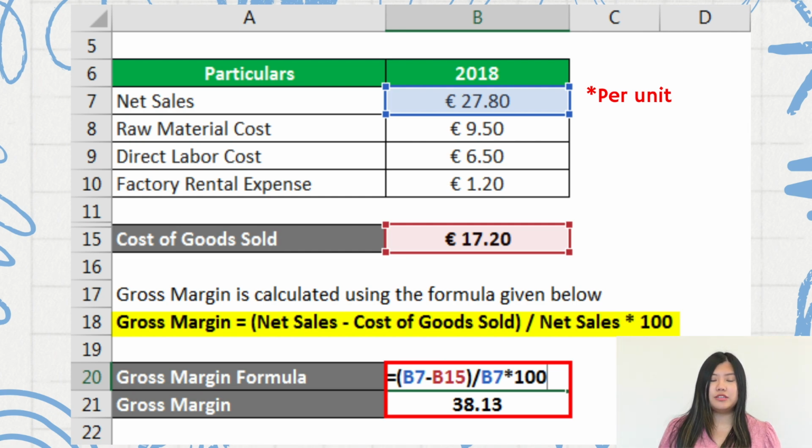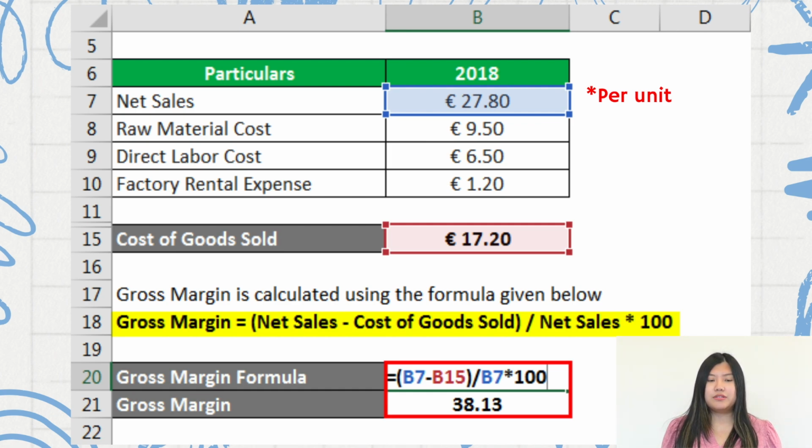So in a formula used in the yellow highlight, to find a gross margin, you need to have net sales minus the cost of goods sold, divided by net sales times 100. So, in above, you see the net sales, that'll be 27.8 pounds. The raw material cost would be 9.5, the direct labor cost would be 6.5 pounds, and your factory retail expense would be 1.2 pounds. Now, in the red highlight, you see the cost of goods sold, that'll be 17.2 pounds.